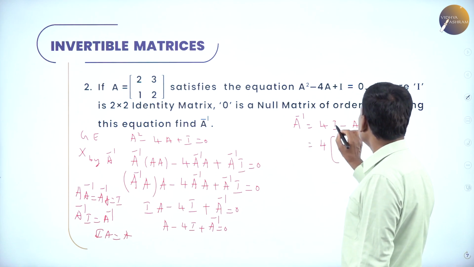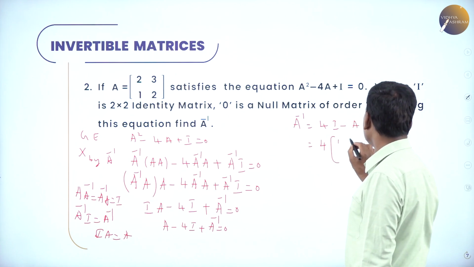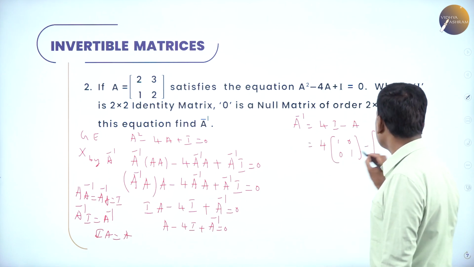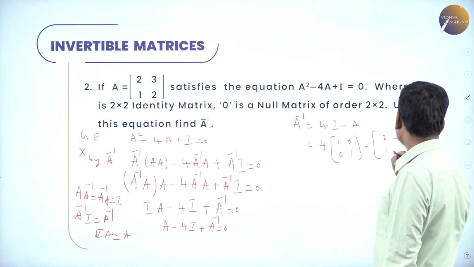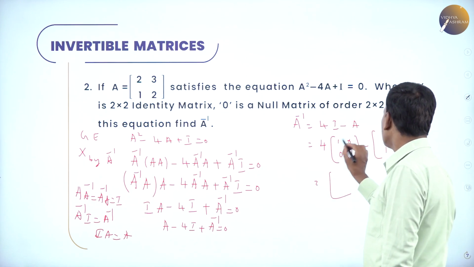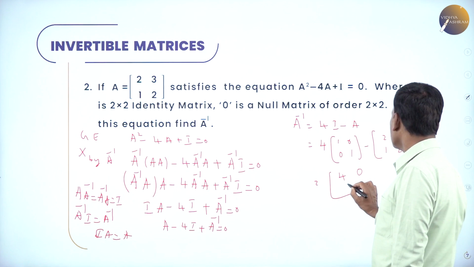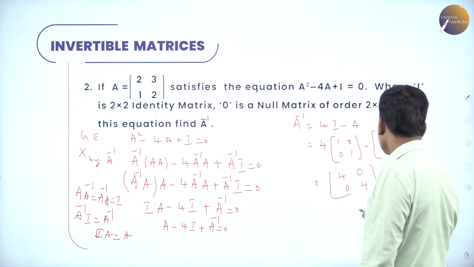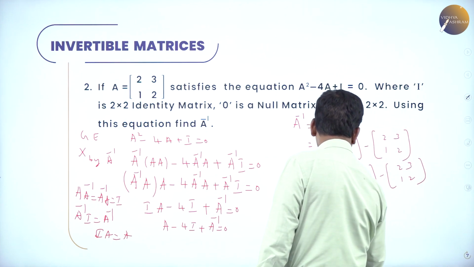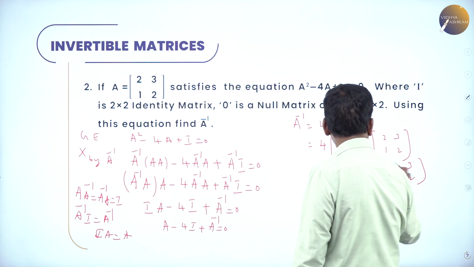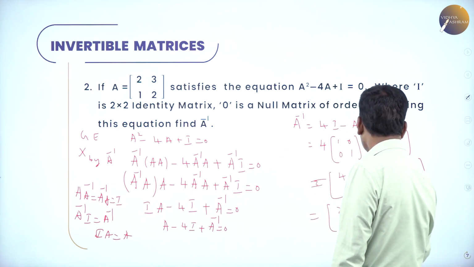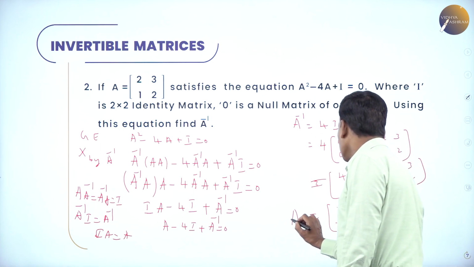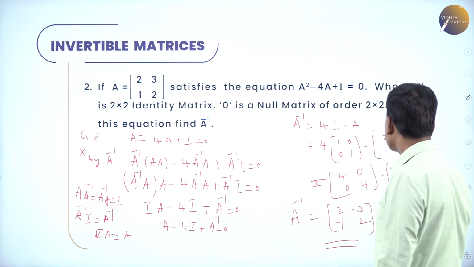4 into I, an identity matrix of the same order, means 1 0 0 1, minus A. What is A? The given matrix 2 3 1 2. Now multiply this. 4 into 1 is 4. This is 4 0 0 4 minus 2 3 1 2. Simplify this. 4 minus 2 is 2. 0 minus 3 is minus 3. 0 minus 1 is minus 1. 4 minus 2 is equal to 2. So therefore, A inverse is equal to 2 minus 3 minus 1 2.